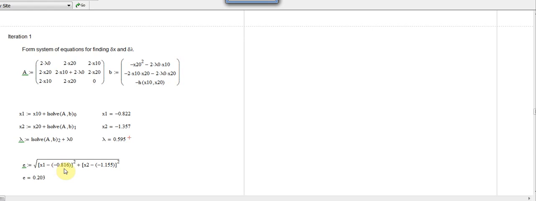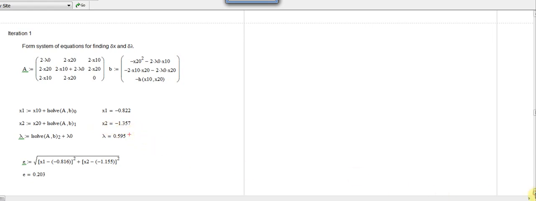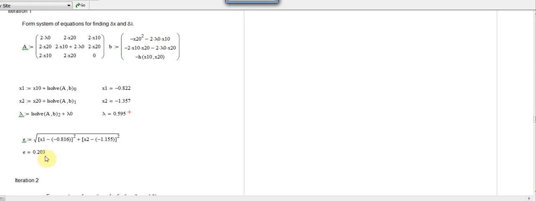So the true solution is minus 0.816 and minus 1.157. Okay? So our estimate for x1 is pretty close. The estimate for x2, though, is not good enough. So let's make a second iteration and see if the error, which right now is about 20%, will drop.